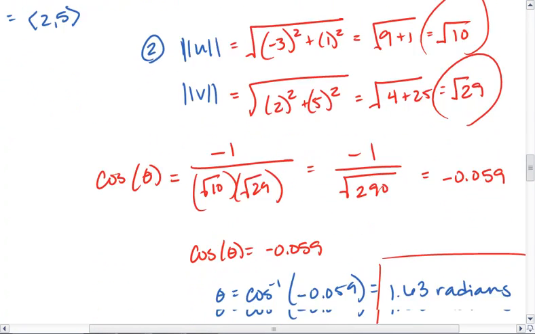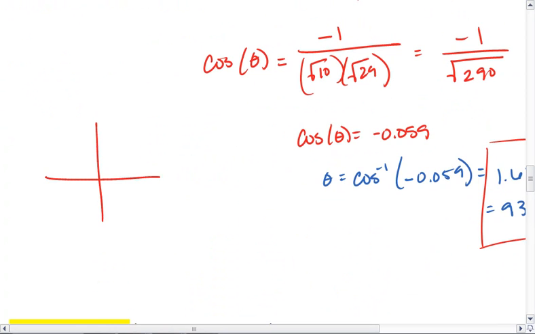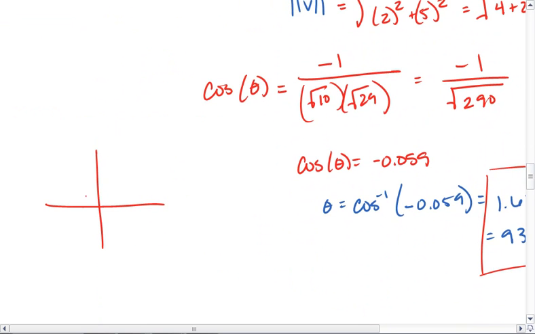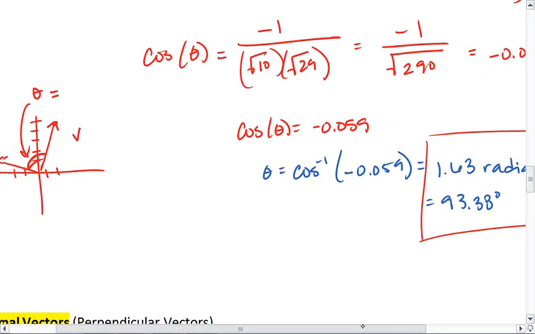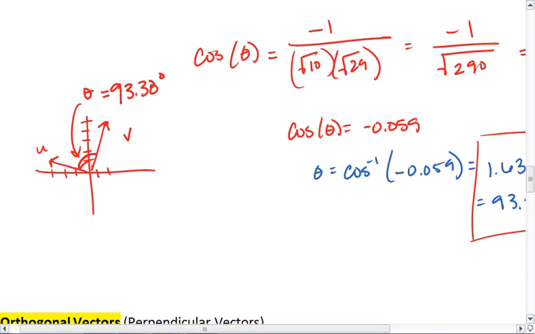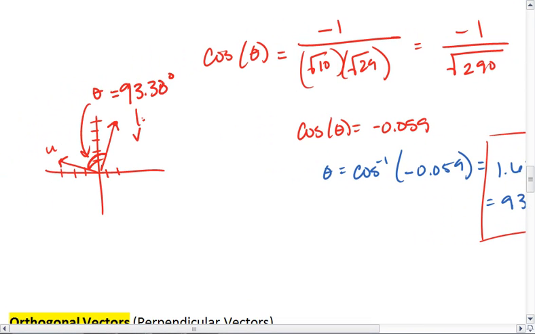What this is telling us is that if we take the vector u, which goes negative 3, 1, so 1, 2, 3, and then 1, and we take vector v, which is 2, 5, so 1, 2, and then 1, 2, 3, 4, 5. The angle between these two vectors of u and v will be approximately 93.38 degrees or 1.63 radians. And that is the angle between our two vectors.